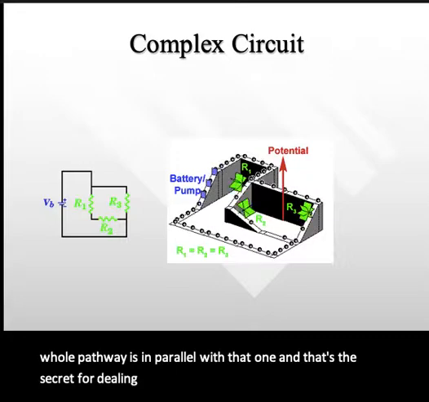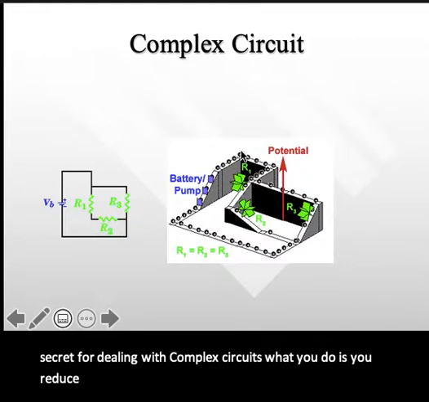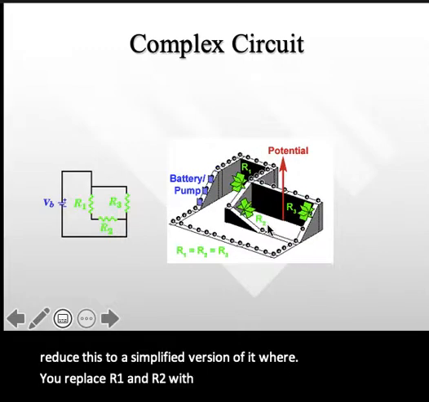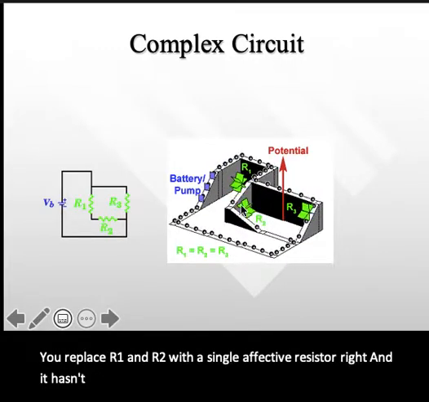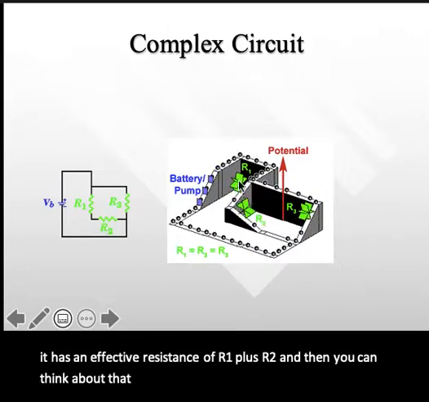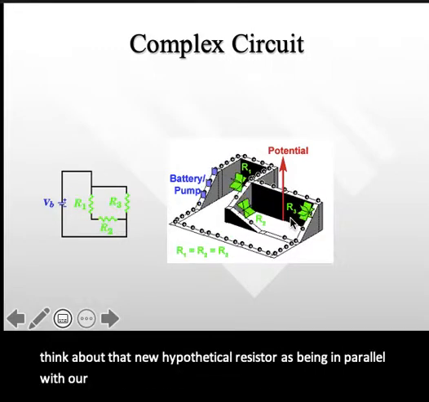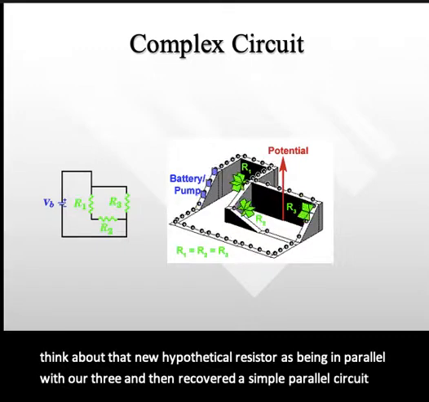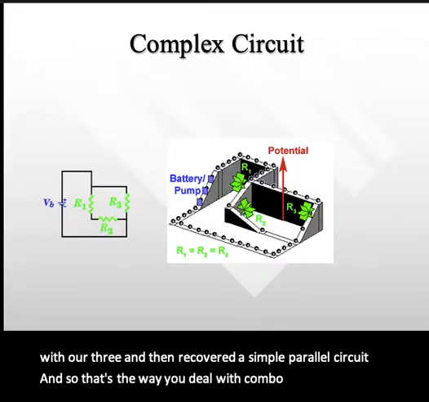What you do is you reduce this to a simplified version of it, where you replace R1 and R2 with a single effective resistor, right? And it has an effective resistance of R1 plus R2. And then you can think about that new hypothetical resistor as being in parallel with R3, and then you recover a simple parallel circuit. And so that's the way you deal with combo or complex circuits.